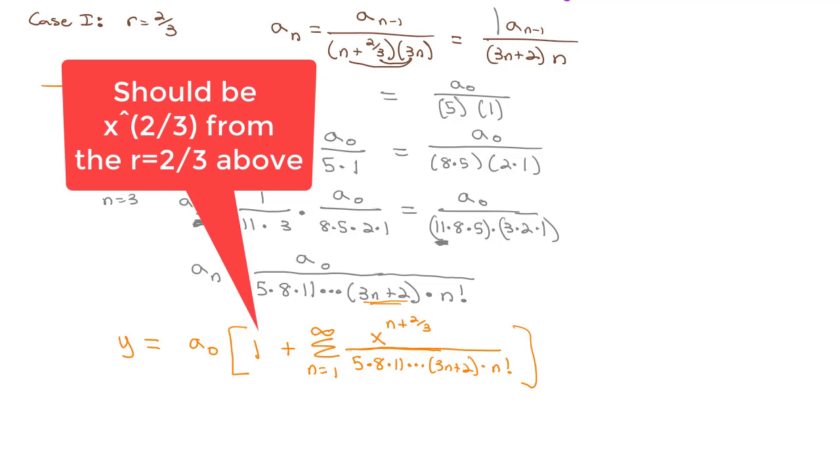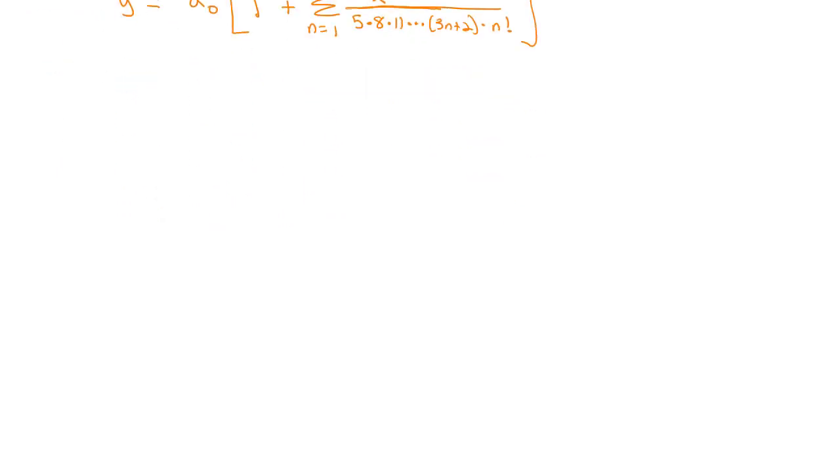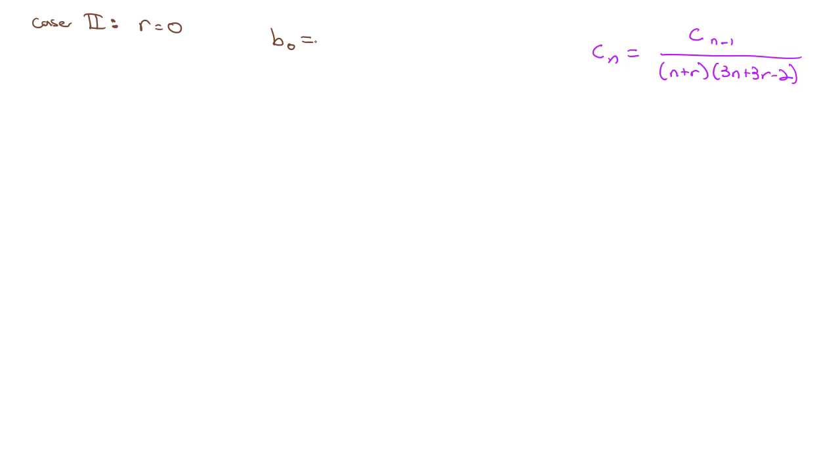And that is our first case when r equals 2/3. However, there was a second case that we also had, case 2. We said r could also equal 0. I copied the formula here. If I were to plug 0 into that formula, this time we're going to use b as our subscript, so we know it's different than the a sub 0. b sub n is equal to b sub n minus 1 over n times 3n plus 3r, which is 0, minus 2.